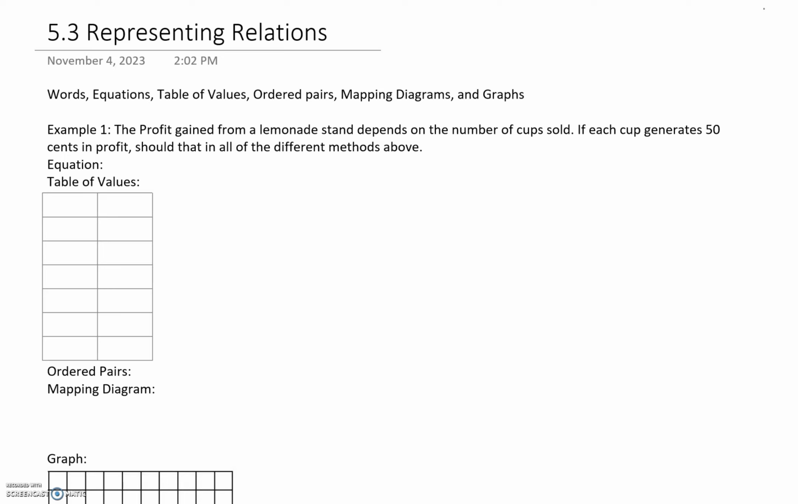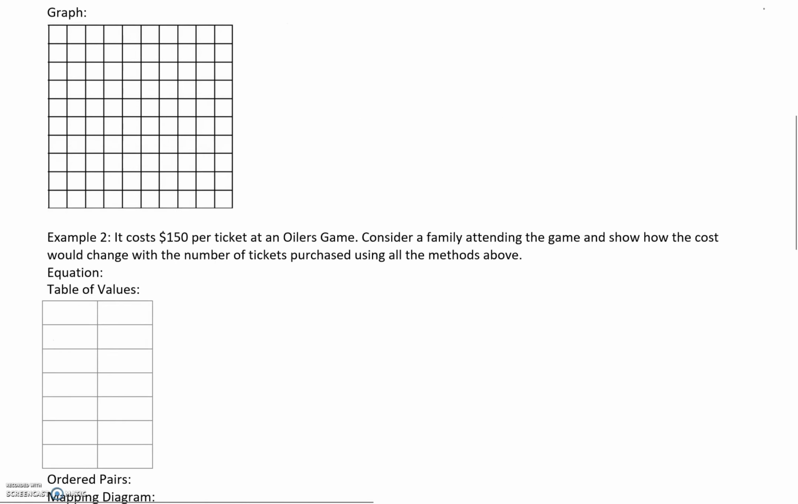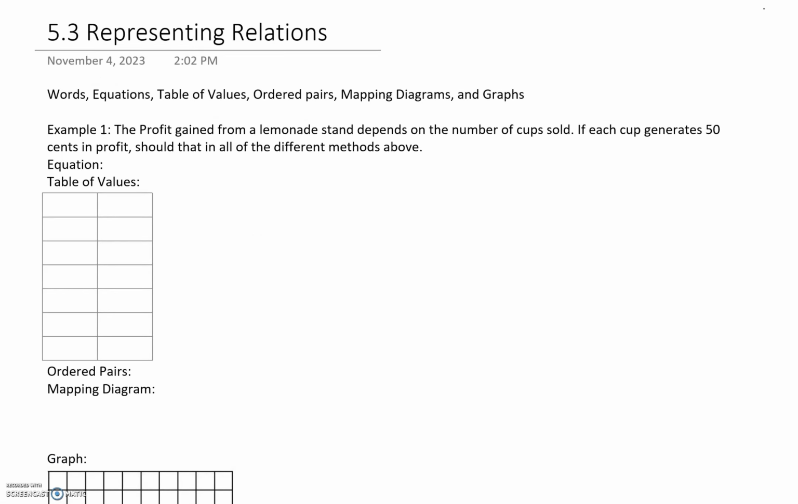So we have a few different relations here, two different examples that we're going to look at. And basically there are different ways that we can represent these relations. We have words, so we can have a word problem. We can have an equation, table of values, ordered pairs, mapping diagrams, and graphs. So we're going to do all of those down here for the first example. And then you guys are going to try it out for the second example.